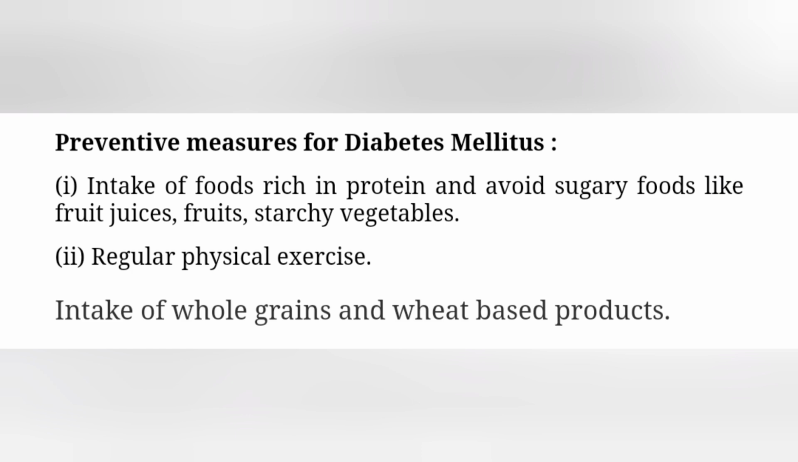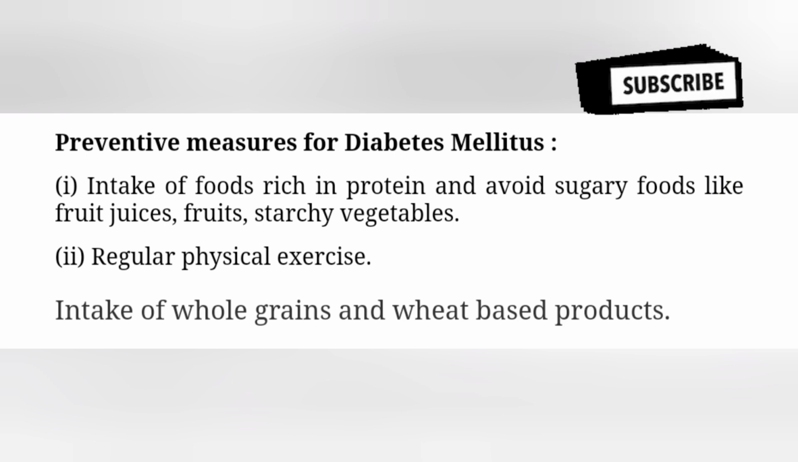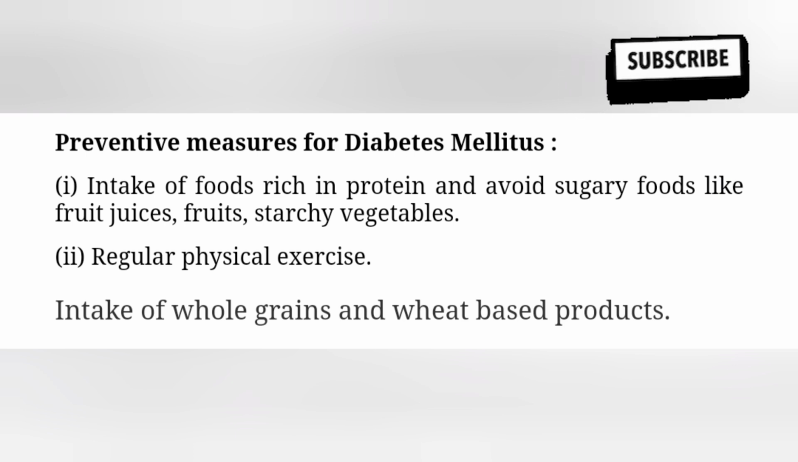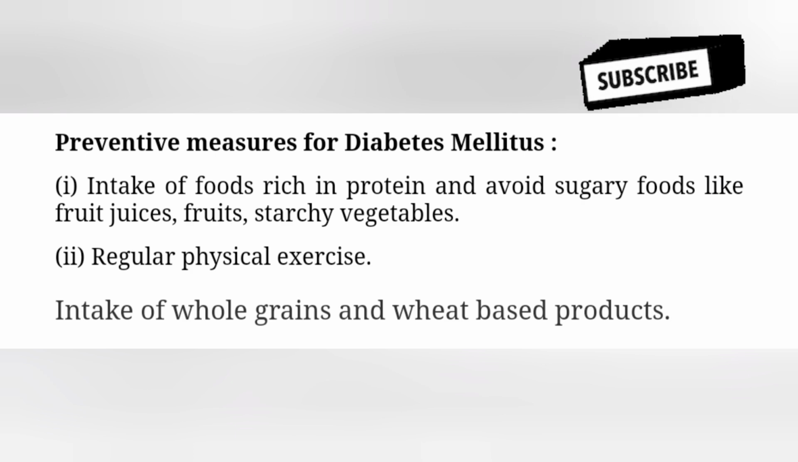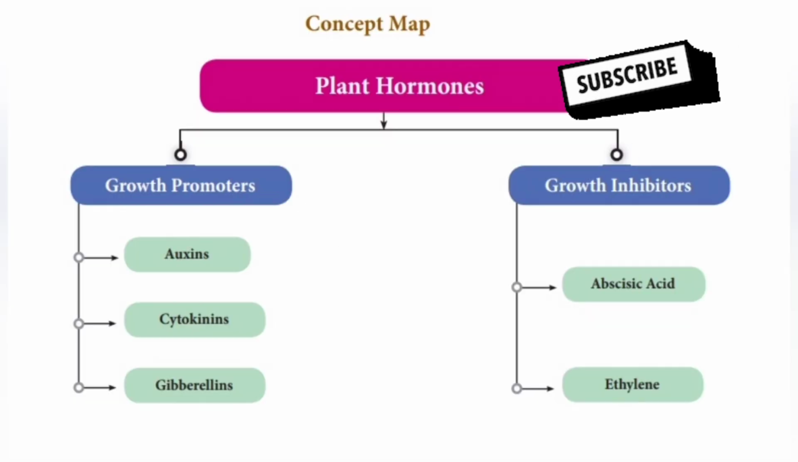Preventive measures for diabetes mellitus. First point, intake of food rich in protein and avoid sugary food like fruit juice, fruits, starchy vegetables. Then second point, regular physical exercise. Intake of whole grains and wheat based products. Then draw this concept map.